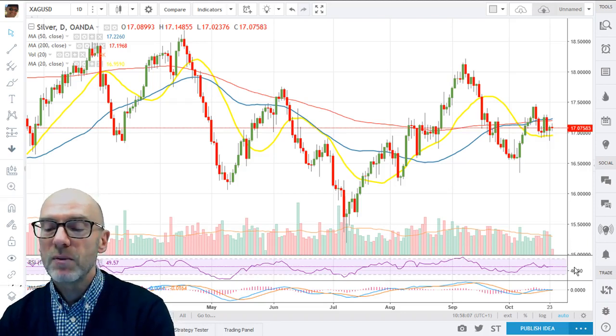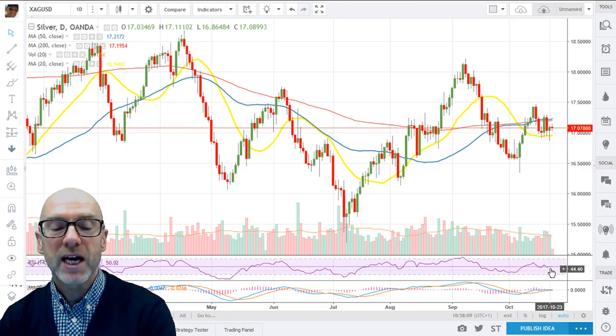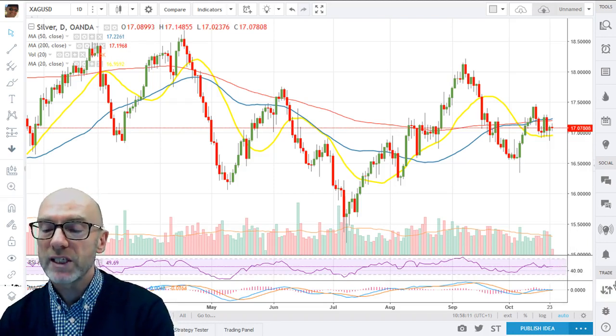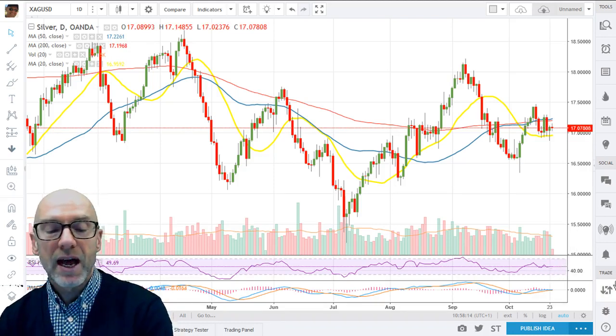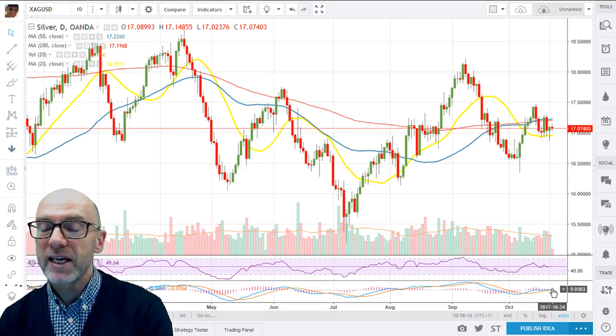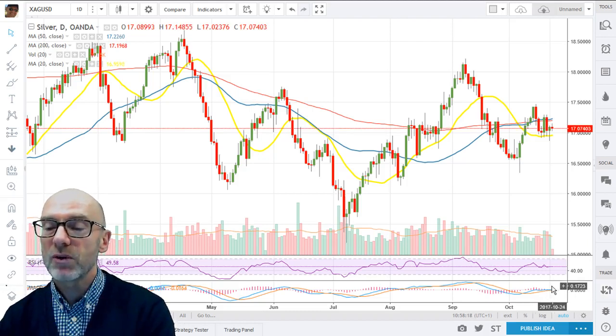Again, not much momentum in either direction. It's presently 49.69, and likewise the MACD again flatlining at the 0.